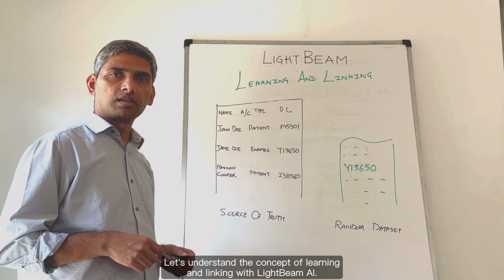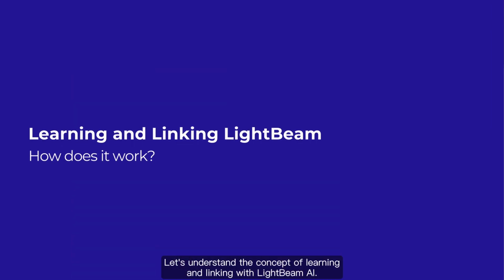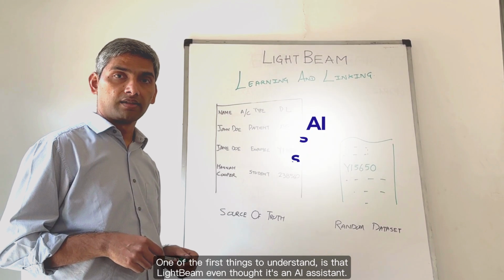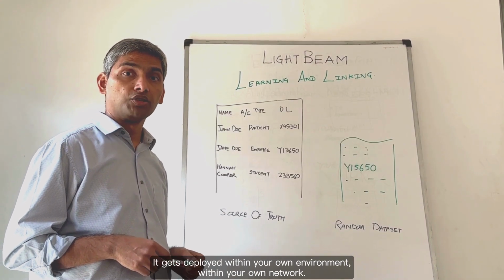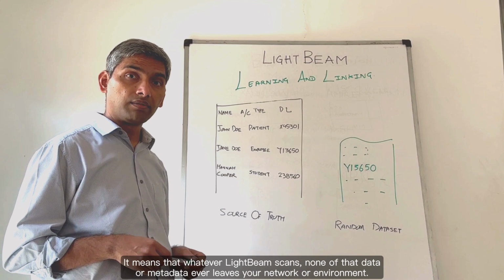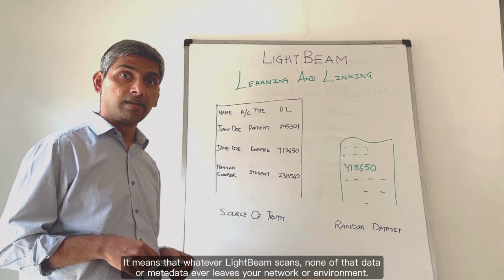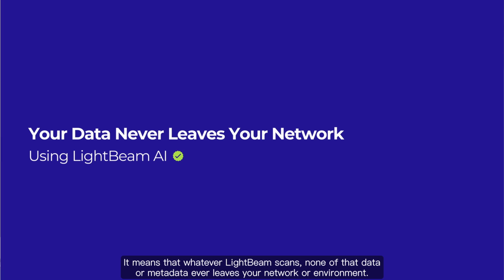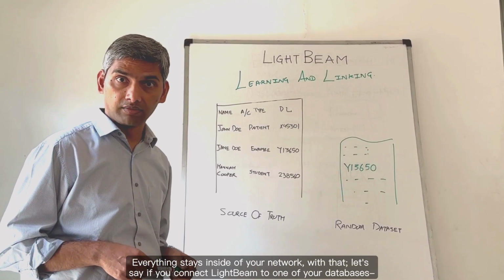Let's understand the concept of learning and linking with Lightbeam AI. One of the first things to understand is Lightbeam, even though it's an AI system, it gets deployed in your own environment, within your own network. It means that whatever Lightbeam scans, none of that data or metadata ever leaves your network or your environment. Everything stays inside of your network.